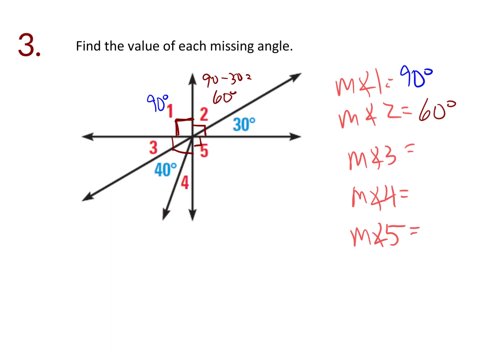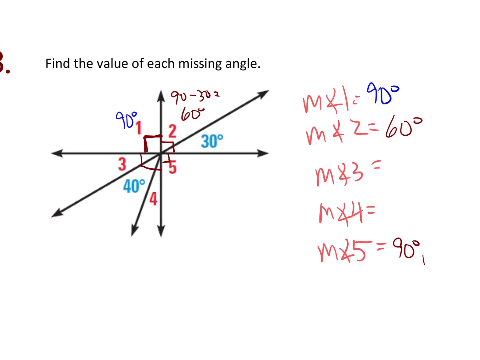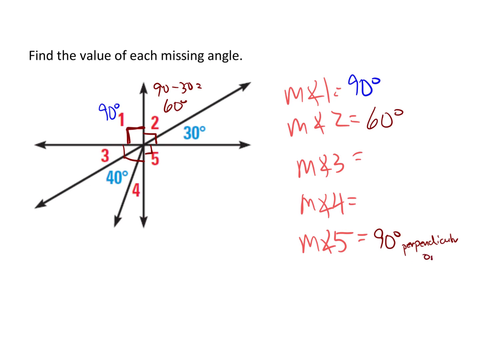Ready? Number 5, 90. Number 5 is 90. How'd you figure that out? Because it's a right angle. Because right angle, or let's say it's perpendicular. Or what kind of angle does it make with this angle 1 here? What are they? Vertical angles, right? So you can say perpendicular or vertical. All right, somebody else want to volunteer?